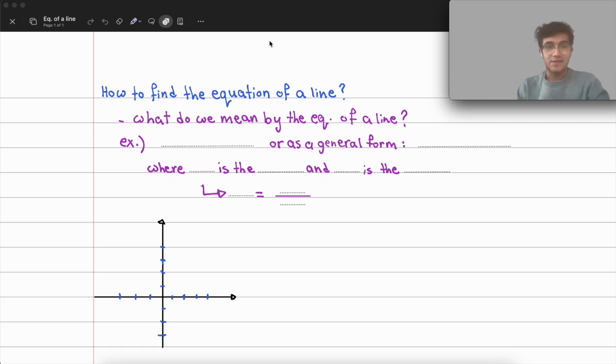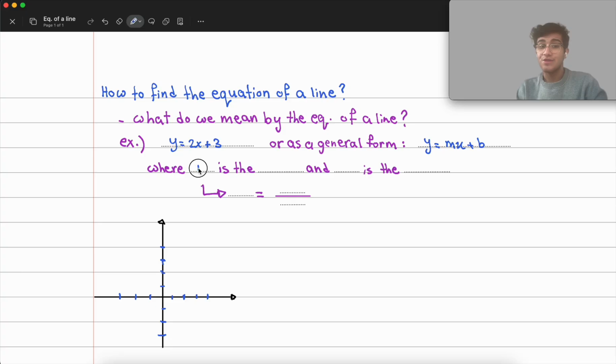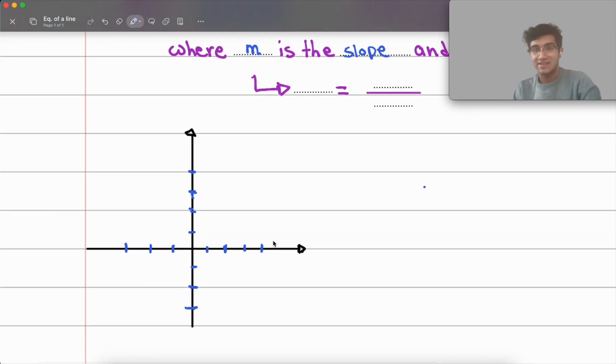Let's see an example here. One of the examples can be y is equal to 2x plus 3. Or as a general form, I can rewrite it as y is equal to mx plus b, where the m in that equation is the slope and the b is the y-intercept. But what is a y-intercept? It's actually a point where it crosses the vertical axis.